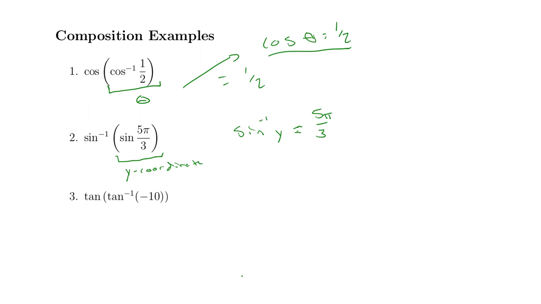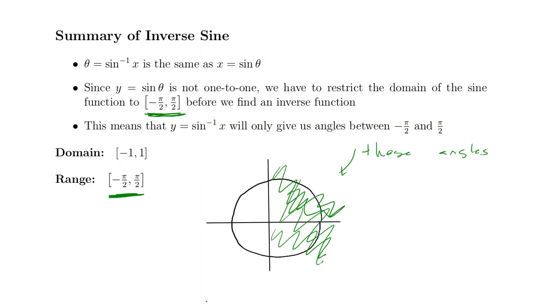Pause the video for a second and try and figure out why that's true. How come sine inverse of y can't be 5 pi over 3? All right, I just skipped back to the summary of inverse sine, and hopefully we can see. Sine inverse of y can't be 5 pi over 3 because the range is only angles between negative pi over 2 and pi over 2. And 5 pi over 3 is not in here.